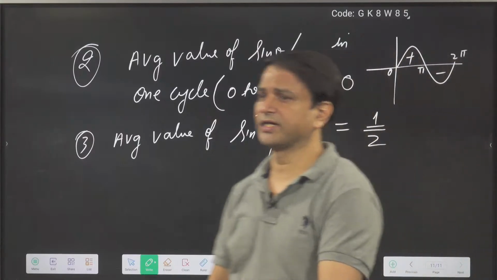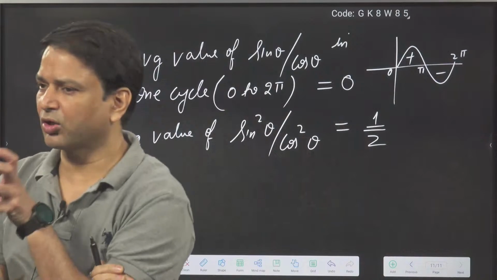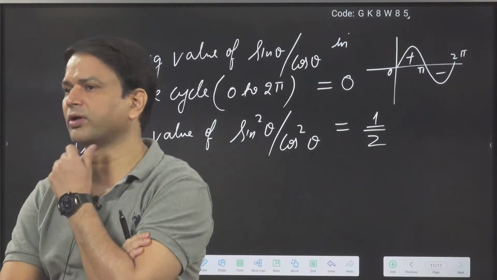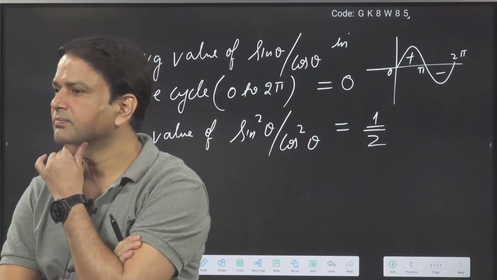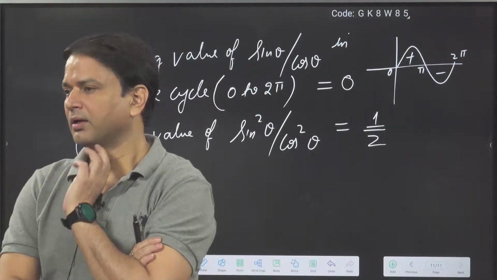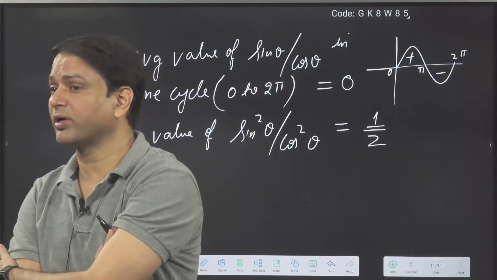Average value of sin square theta and cos square theta is equal to 1 by 2. Sin theta cos theta average is 0. And sin square theta cos square theta average is 1 by 2, where we require the sin square theta cos square theta average.